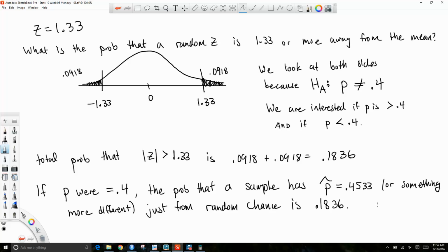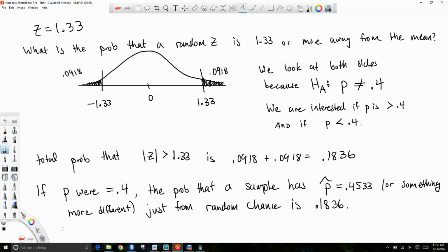And so because it happens with quite a bit of probability, I mean, it doesn't happen all the time, but it happens 18% of the time, I'm going to say that it does not cause me to question my beliefs about the probability being equal to 40%. Okay? So this basically says that we can get a p-hat of 0.4533 with probability 0.1836. Okay?